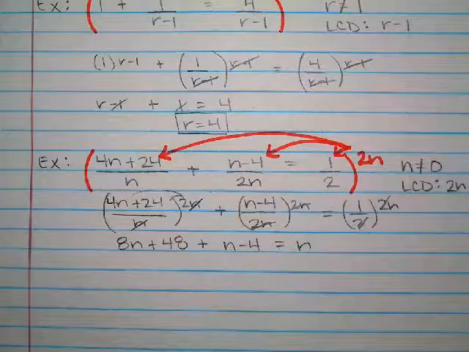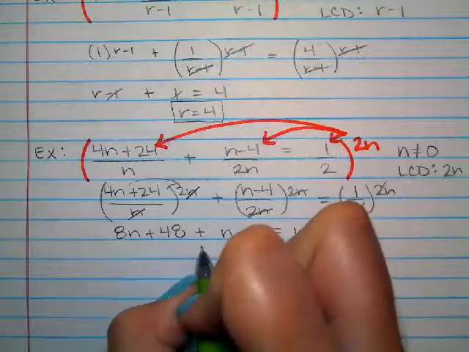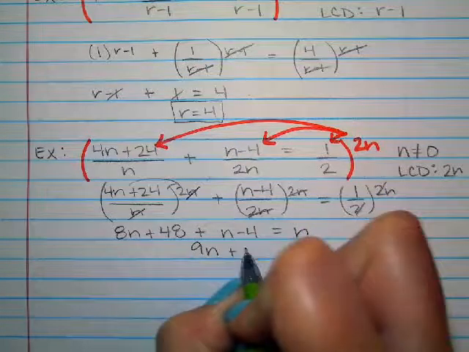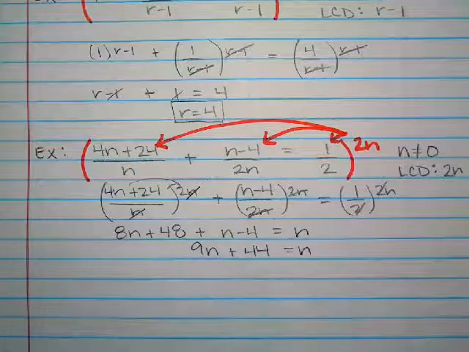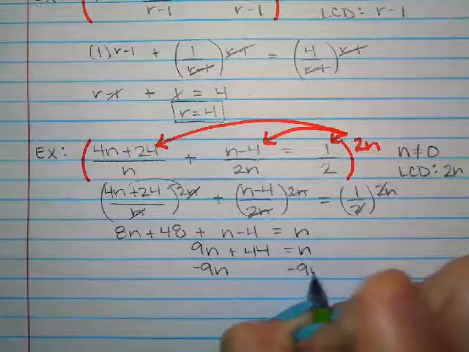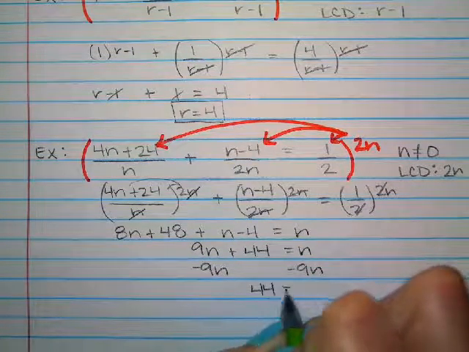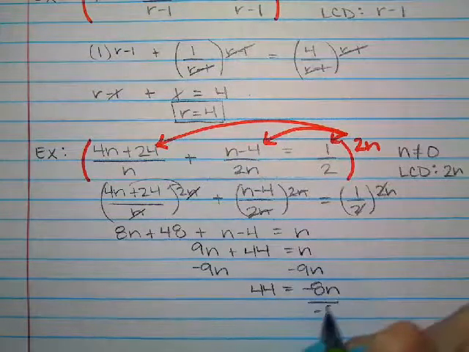And so now I can go ahead and just combine my like terms. I have 9n plus 44 equals n. I'll go ahead and get my n's over to one side. So 44 equals negative 8n. I can divide by negative 8.